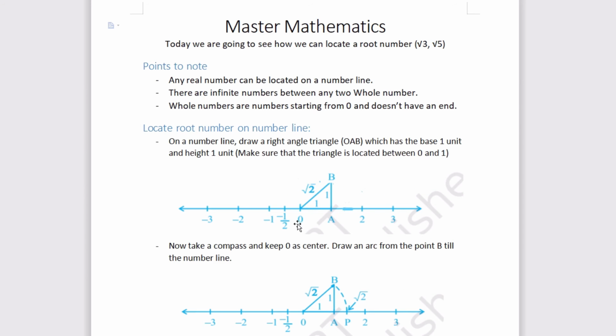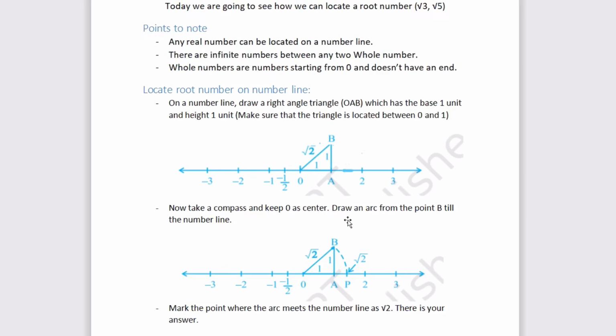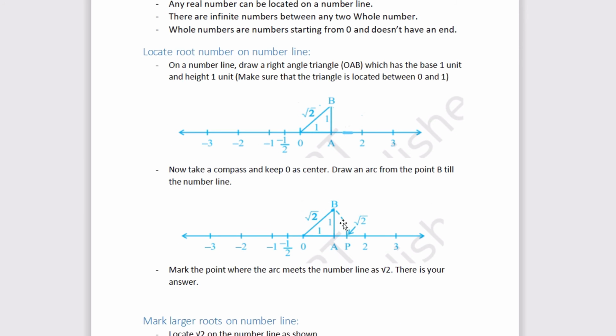So take a compass, take the center as 0. We are not going to draw a circle here, but just an arc, okay. Take the center as 0, the point 0 should be the center, and from B to the number line, just draw an arc, okay. So it will be like this. This dotted line is the arc. Just to mention, it's in dotted lines. So this is how you locate root 2 on a number line. The point where the arc ends on the line can be marked as P, for example. So that point is root 2.